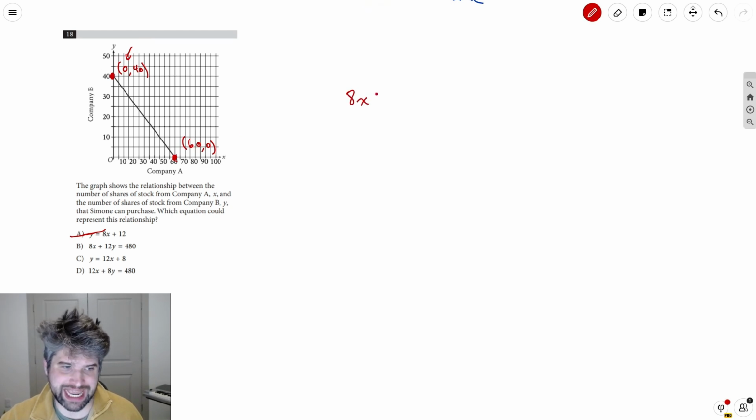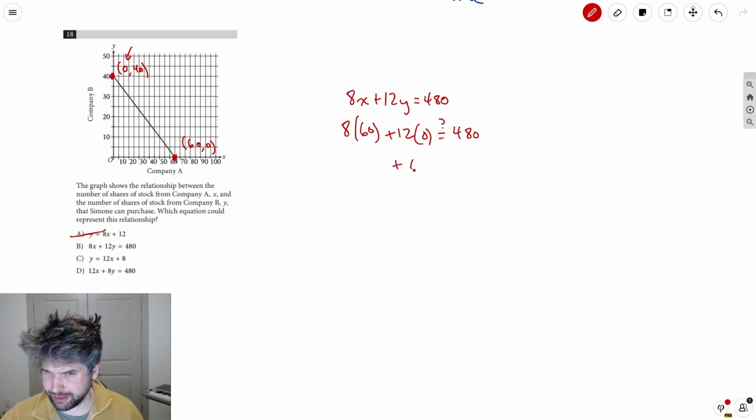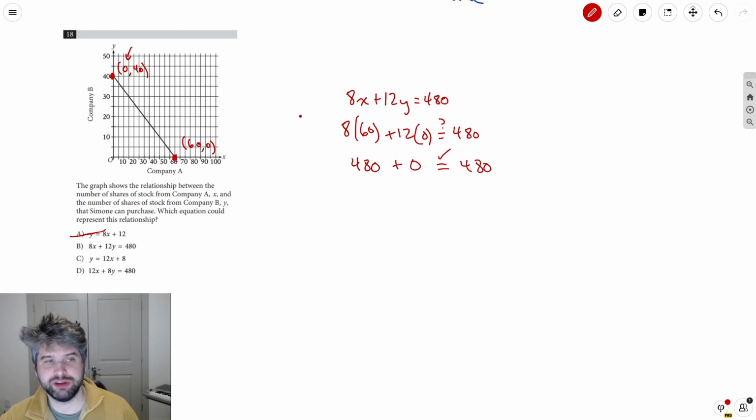Our equation is 8x plus 12y equals 480. Let's plug in 60 for x, 8 times 60, and 0 for y, plus 12 times 0. Does that equal 480? Well, 12 times 0 is 0, so we can put plus 0 here. 8 times 6 is 48. With a 0 on the end, that's going to be 480. And that does equal 480. We verified that this point and this point are both on the equation in answer choice B. So that is the answer.